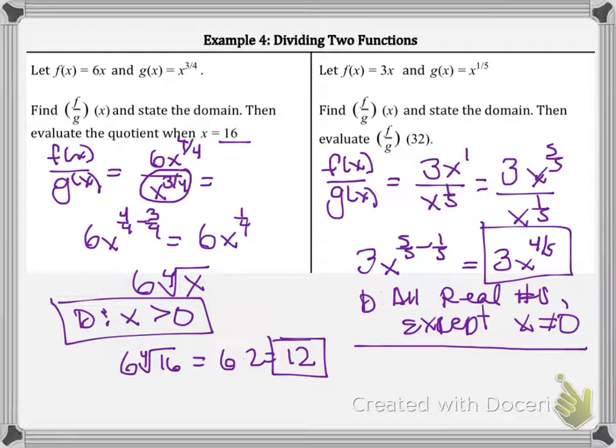And so the last thing is plug in 32. So 3 times the 5th root of 32 to the 4th power is 3 times 2 to the 4th power. And so 2 to the 4 is 16. 16 times 3 is 48.